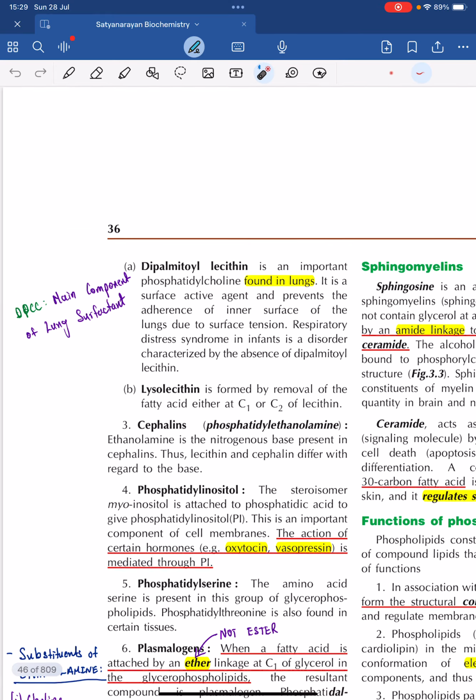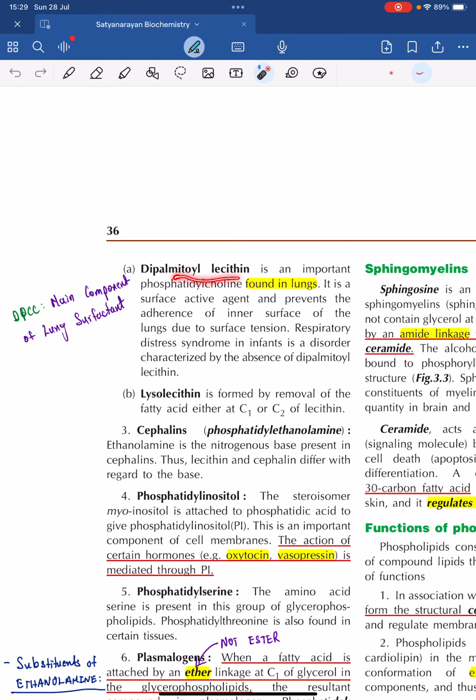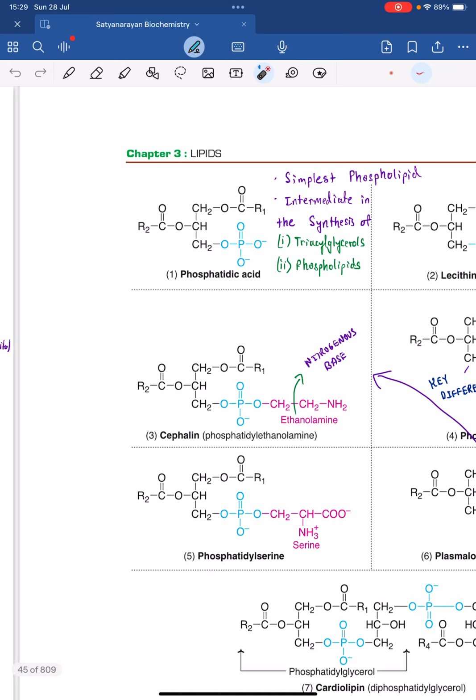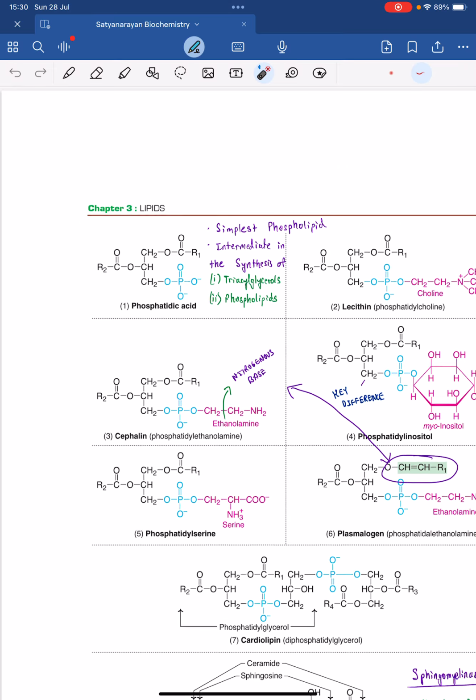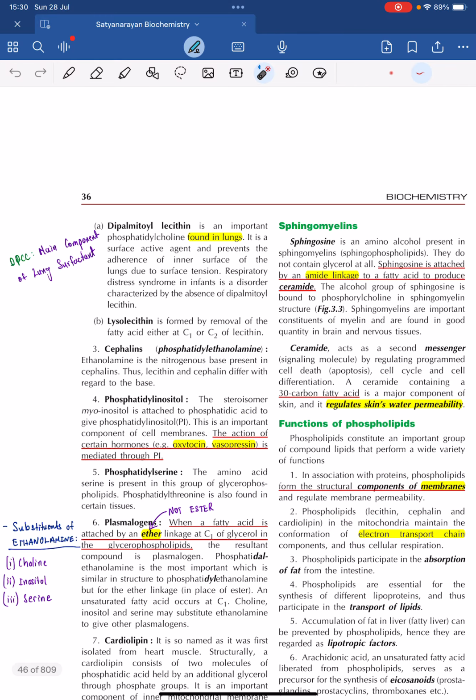There are two parts in this. The dipalmityl lecithin is an important phosphatidylcholine found in lungs. It is the surface active agent and prevents adherence of the inner surface of lungs due to surface tension. Respiratory distress syndrome in infants is a disorder characterized by absence of dipalmityl lecithin. Then second is lysolecithin, which is formed by removal of fatty acid either at C1 or C2 of lecithin.